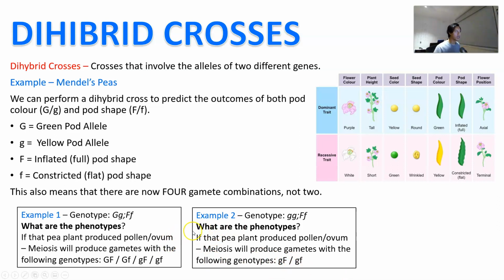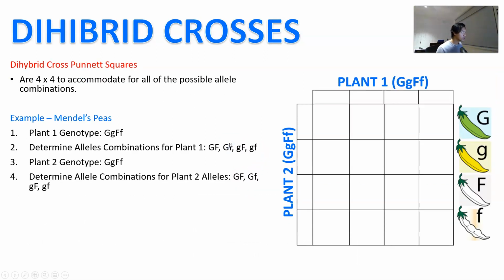Every time you see a dihybrid cross with these two different notations, you have to remember that you have to form 4 different possible gametes. It also means that your dihybrid Punnett squares can be quite big. It can be up to a 4x4, to accommodate all your possible combinations. It could be less. For example, in that previous example, because there were only 2 for the second one, it would have been only 8 squares. But in this case here, it's going to be 16 squares.